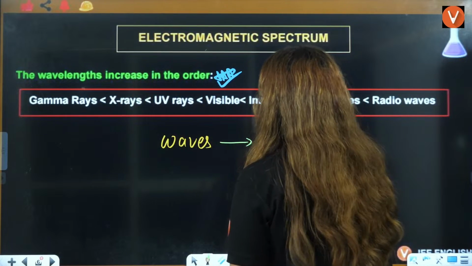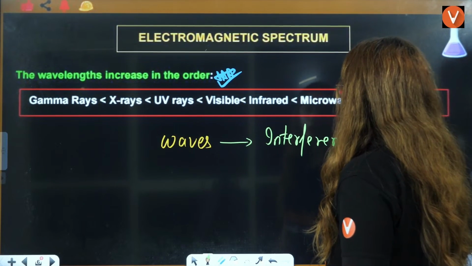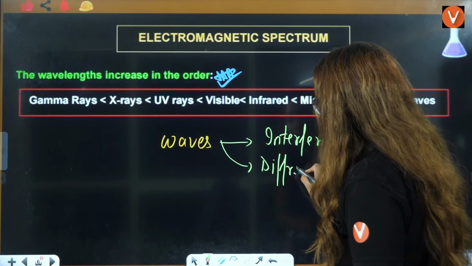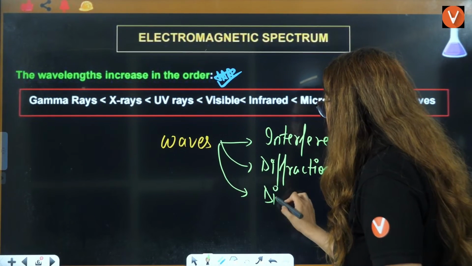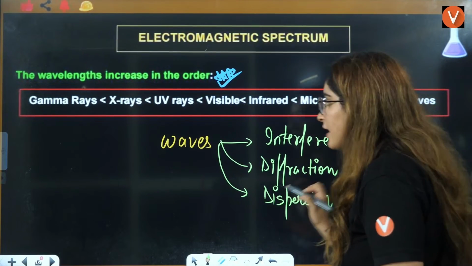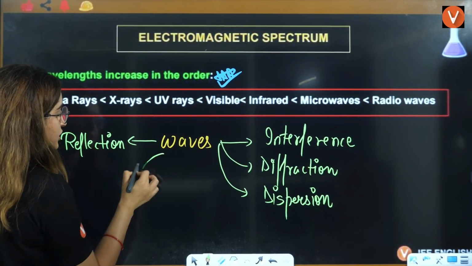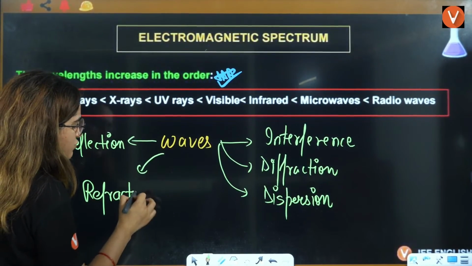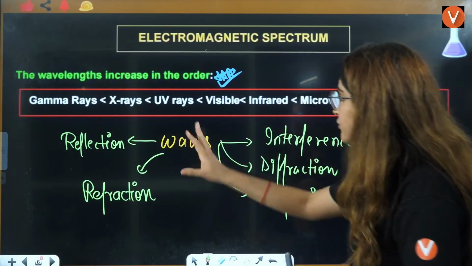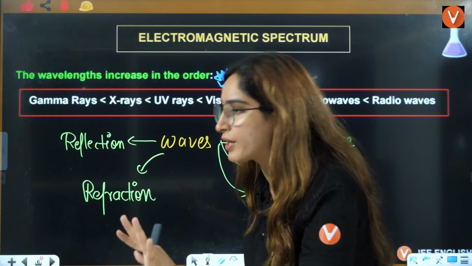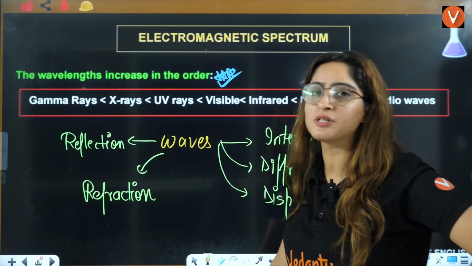Like Young's experiment, you have done interference in physics. Then you have done diffraction in physics. This chapter is quite related to physics. Then you have done dispersion. What are the other phenomena you have done? You have done reflection, you have done refraction. So all these phenomena are in favor, they are saying yes, electromagnetic radiations are waves. You have discussed all of these in physics, or you have not discussed them yet, you will discuss them, don't worry about that. So these five phenomena are telling us that electromagnetic radiations are waves.